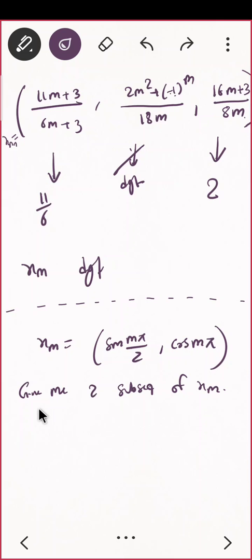Or I should reframe the question. Can you give me two convergent subsequences of the xm? Anybody, if you want, you can answer. Did you understand the question? If you write a few terms of this, then also you'll get to know.